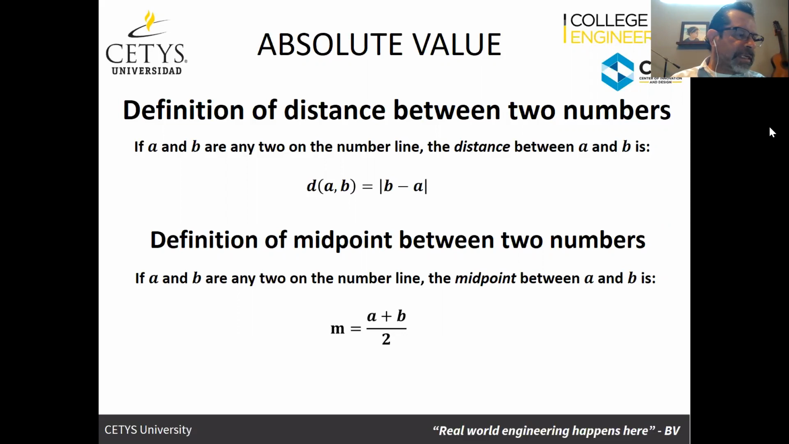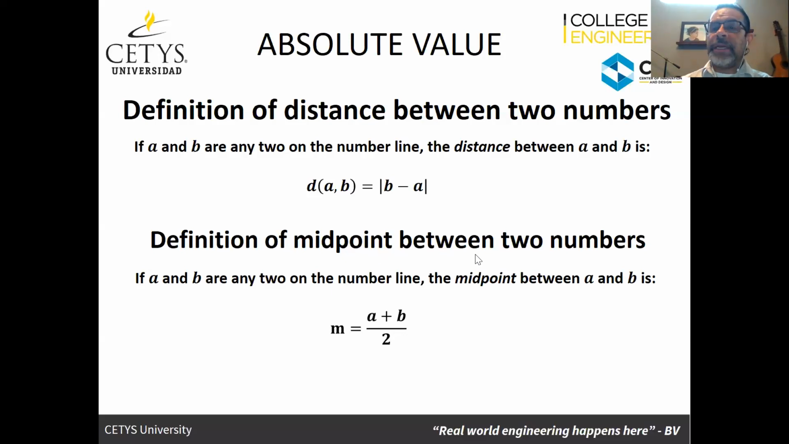Now, how does this relate to the previous topics? It relates because the definition of the distance between two numbers in the number line is going to be the arithmetic difference between these numbers, and it's going to be the absolute value of this. So this is another application of the absolute value concept. If I have two numbers in the number line and I want to know the distance between them, it's going to be the absolute value of the difference, because I'm really not interested in the sign.